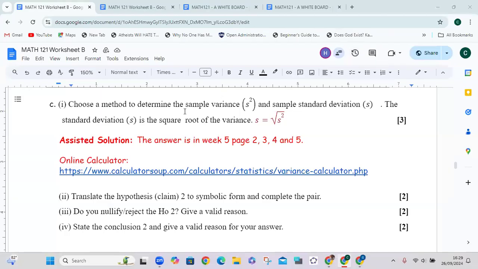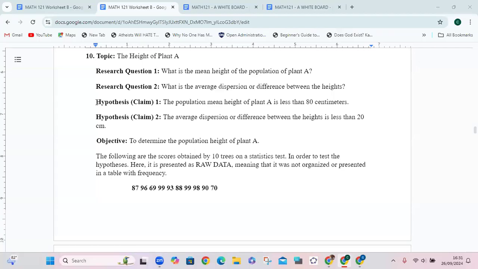In this presentation, we are going to discuss Worksheet B, number C, part 2. It says to translate the hypothesis claim 2 to symbolic form and complete the pair. The hypothesis or claim number 2 says that the average dispersion or difference between the heights is less than 20 centimeters.